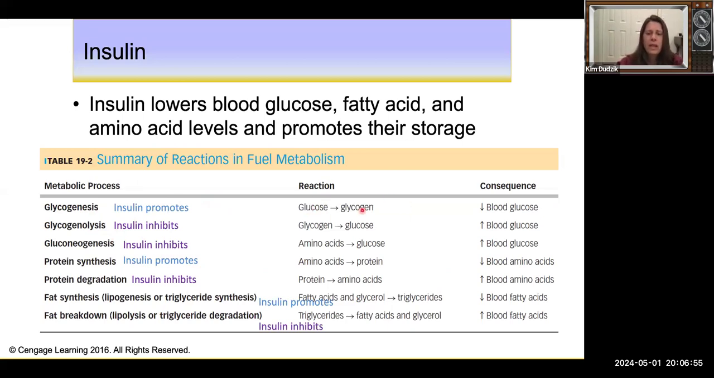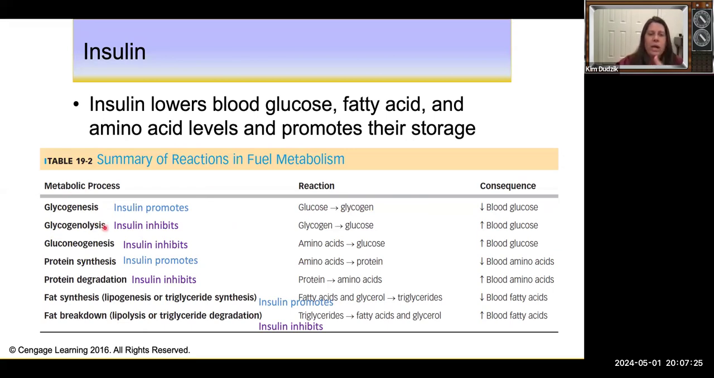Okay. If we're doing that, that happens in the liver. That means we're converting glucose into something else. So that's going to decrease a blood glucose level. The memory then comes in, insulin decreases blood glucose level. So if you know glycogenesis decreases blood glucose level, and you can figure that out, then you should be able to apply the fact that insulin promotes glycogenesis, right?